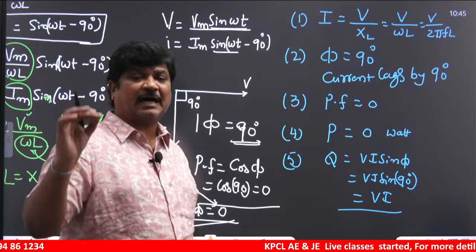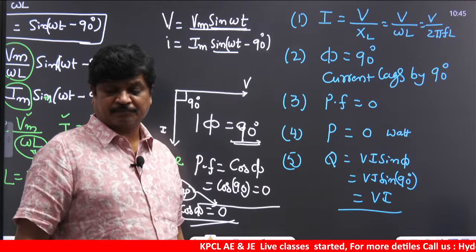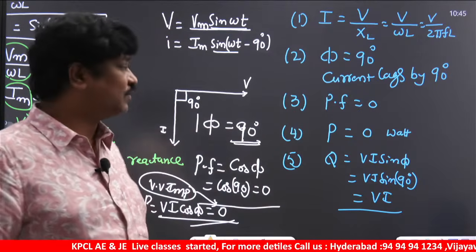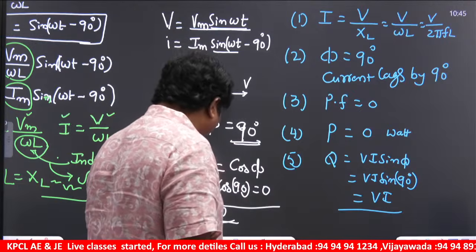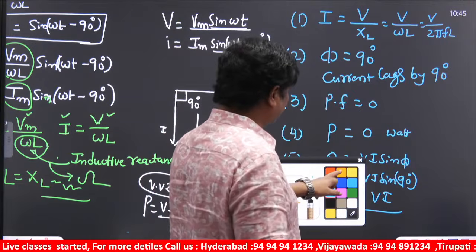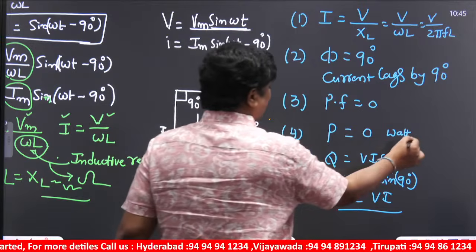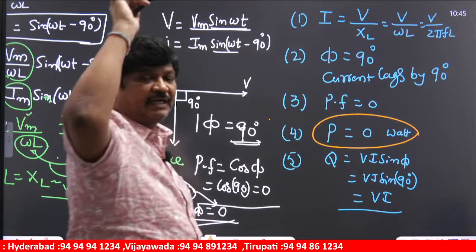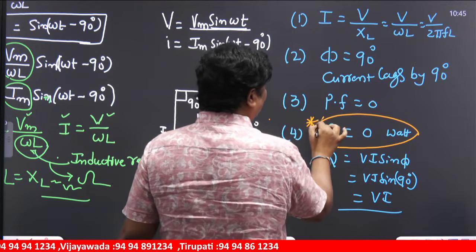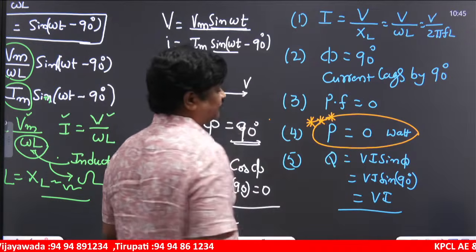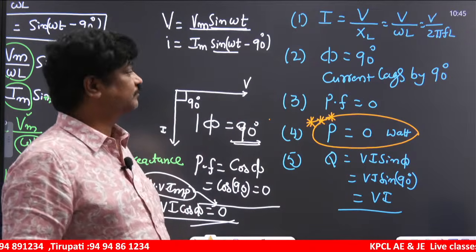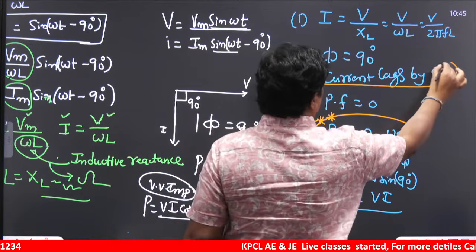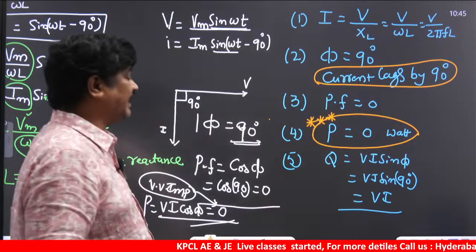What are the objective questions possible here? The most important objective question here, I already told you, is: the active power dissipated in a pure inductor is 0. It is a very important question. And the current is lagging by 90 degrees.